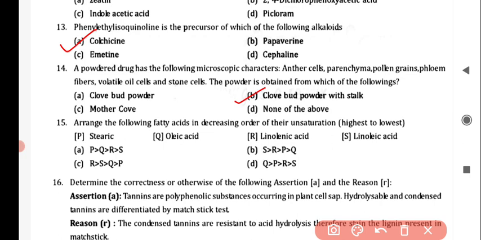Next question is, arrange the following fatty acids in decreasing order of their unsaturation, highest to lowest. And these fatty acids include P is stearic acid, Q is oleic acid, R is linolenic acid, and S is linoleic acid. So correct answer for this is option C, that is linolenic acid is highest, then linoleic acid, then oleic acid, and then stearic acid.